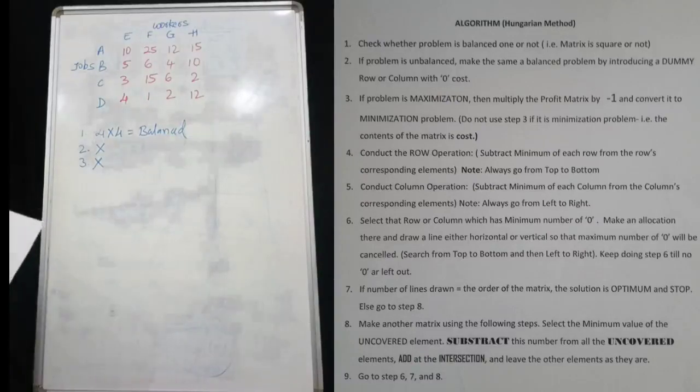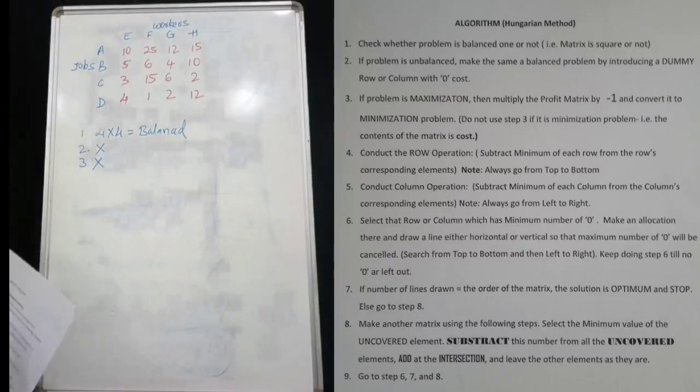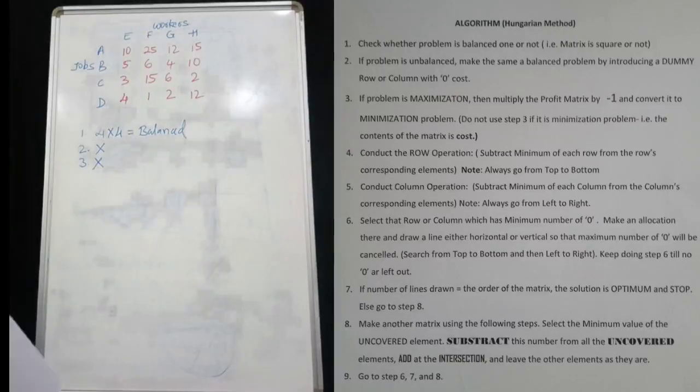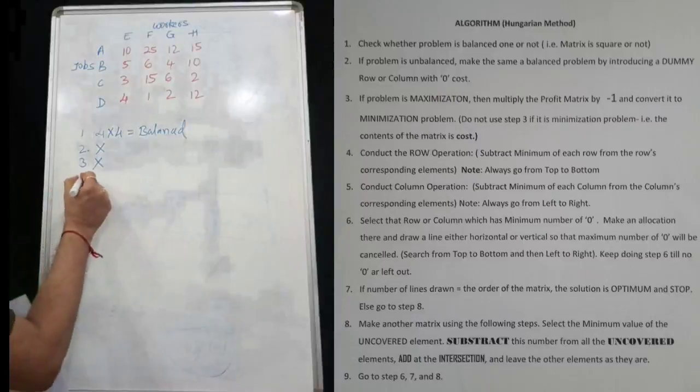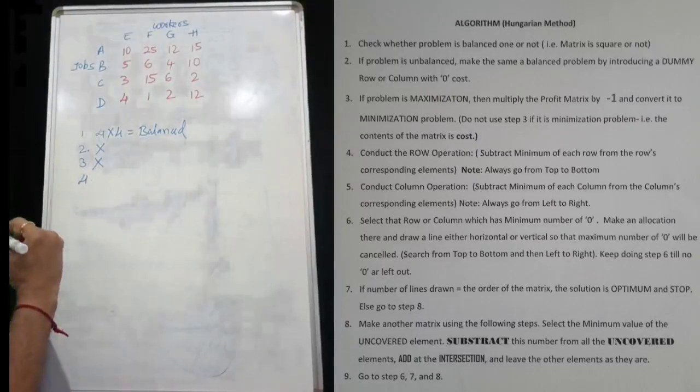Let's go to step number 4. Conduct the row operation. What does row operation mean? It means subtract the minimum of each row from the row's corresponding elements. Remember, always go from top to bottom in a very organized way so that you will not go wrong anywhere. So let us do the row operation here. So I come to the 4th step. I'll start doing the row operation.